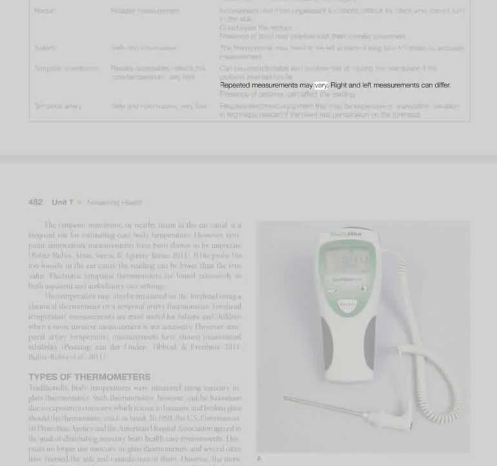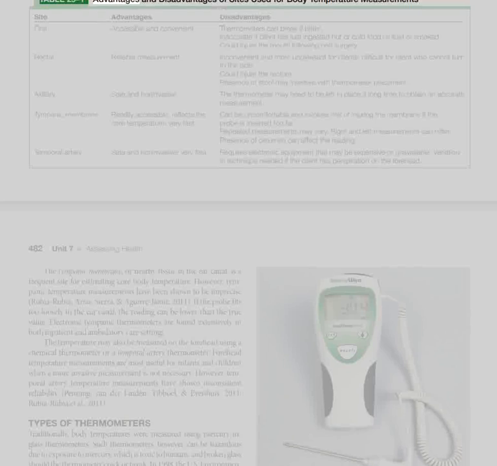Repeated measurements may vary. Right and left measurements can differ. Presence of cerumen can affect the reading. Temporal artery: safe and non-invasive; very fast; requires electronic equipment that may be expensive or unavailable; variation in technique needed if the client has perspiration on the forehead. Table 29-1. Advantages and disadvantages of sites used for body temperature measurements.